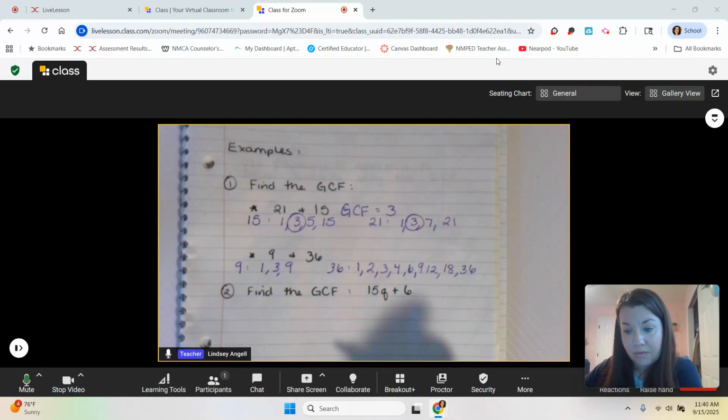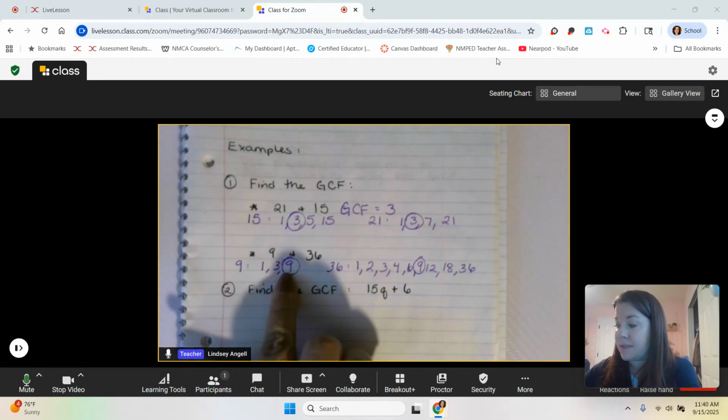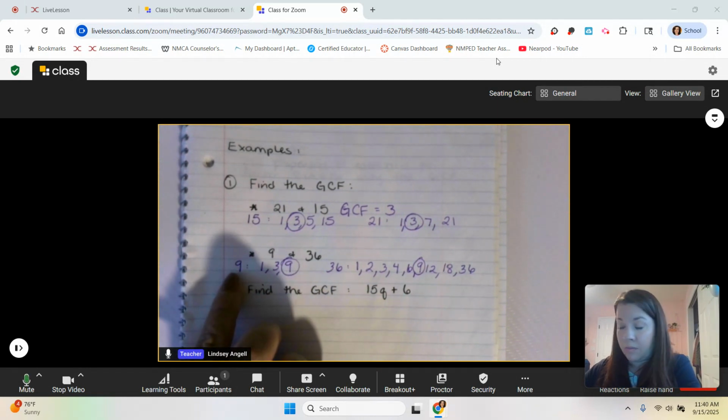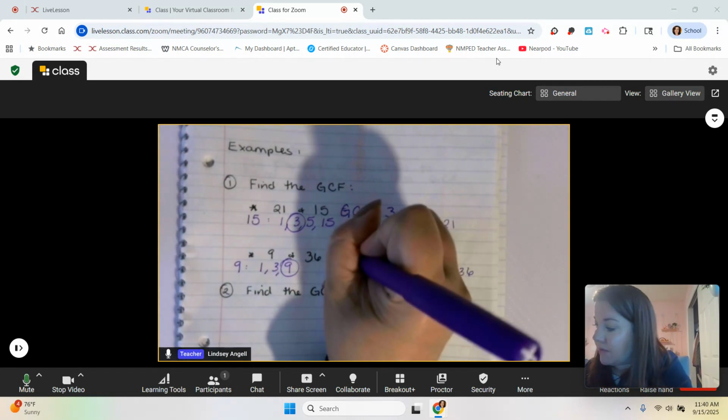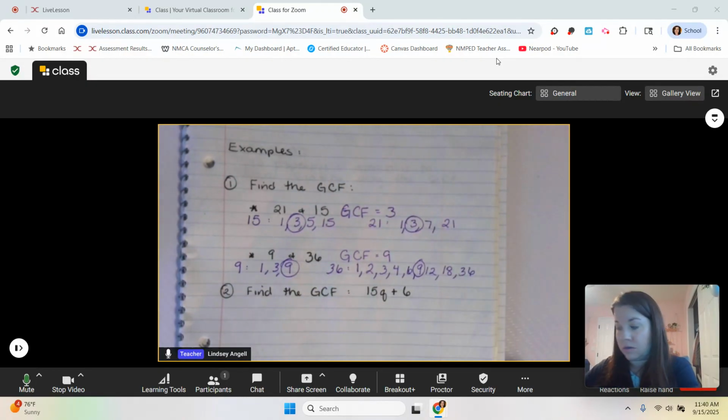So again, what I'm looking for is the largest number that goes into both. And that's 9. And sometimes that happens. Sometimes it's the number itself. So in this case, 9 was one of the numbers that we were given, but it goes into 9 and it goes into 36.